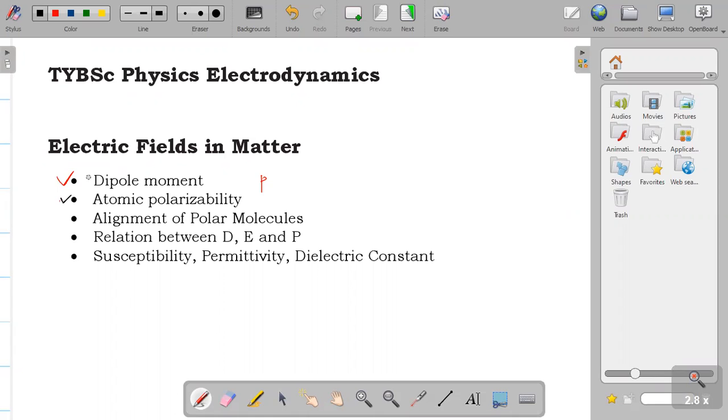Then we'll discuss the alignment of polar molecules. Then the relation between D, P and E. D means electric displacement vector, E means intensity of electric field, and P means polarization. And then susceptibility, permittivity, and dielectric constant. This is our today's topic. Now, first I will explain the dipole moment.